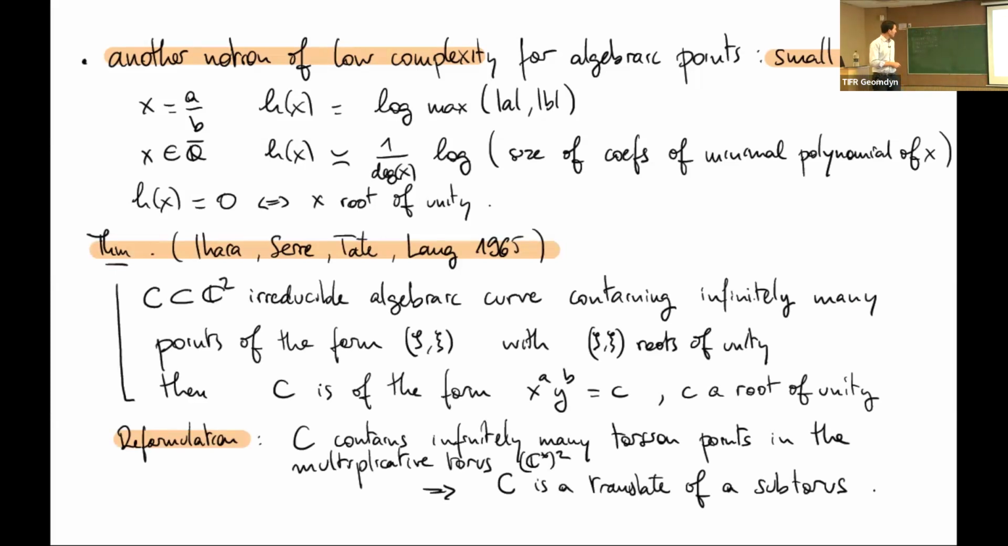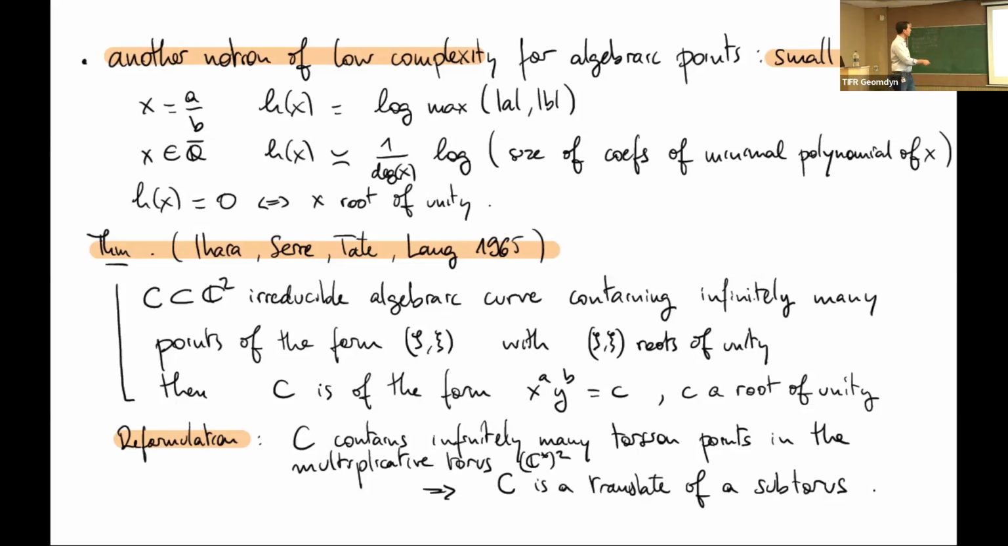So there is this Ihara-Serre-Tate theorem, which is actually stated in a paper of Lang. So I think we should credit Lang also on this. It's amusing that in another talk, there was a mention of a paper of Lang in 65. So I think it's a very productive year for him. Anyway, this theorem gives a complete classification of the set of algebraic curves in the plane which contain infinitely many points whose coordinates are roots of unity. And these curves are exactly of this form. They should have an equation like this, with C a root of unity.